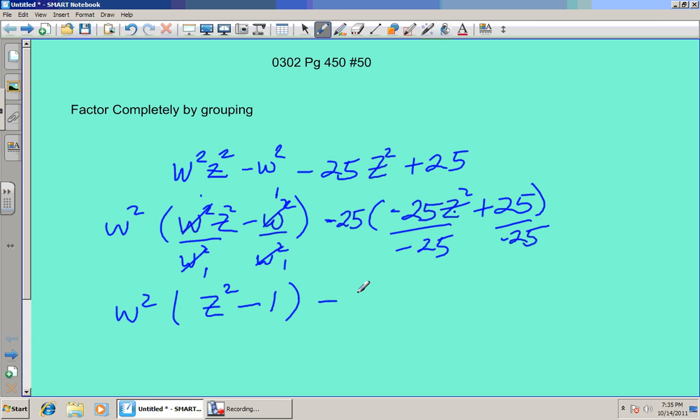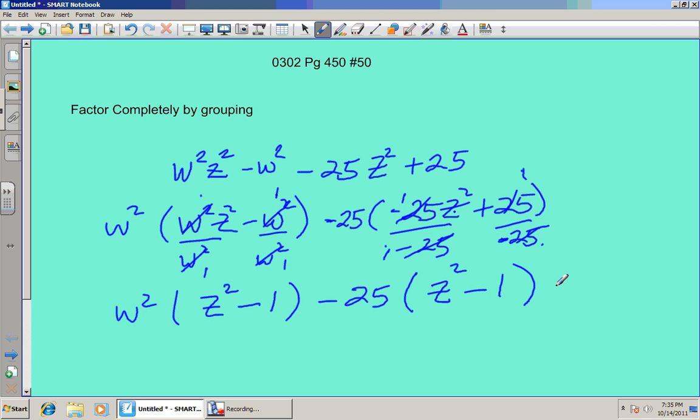Then we look at our second term here that we're working with, our second group. A minus 25 divided into minus 25 gives me a plus 1. So we just put z squared. Any number over itself is 1. And then we have a minus over a plus. That leaves us a minus 1. Any number over itself is 1. But don't forget our assignment.